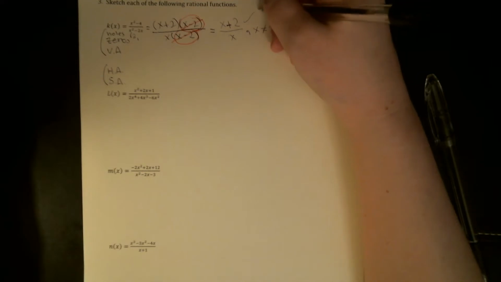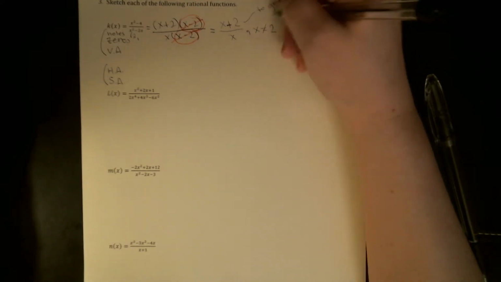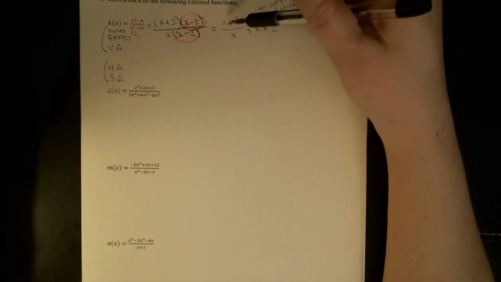But I can plug it in here. So what you want to remember is, even though we've just said x is not supposed to be 2, to get the y value of the hole, plug in to here. So cancel out the factor that's undefined, that's giving you the undefined when x equals 2, and then go ahead and take the simplified version and plug the 2 in.